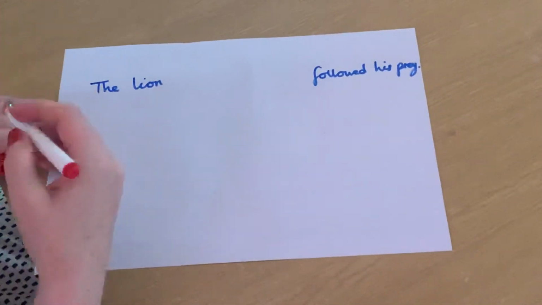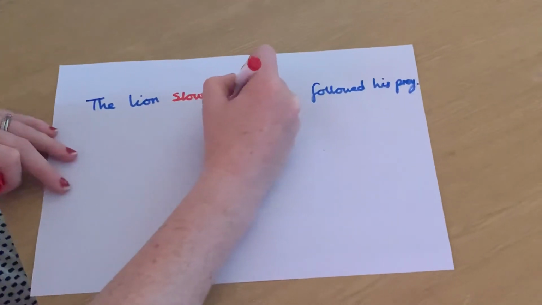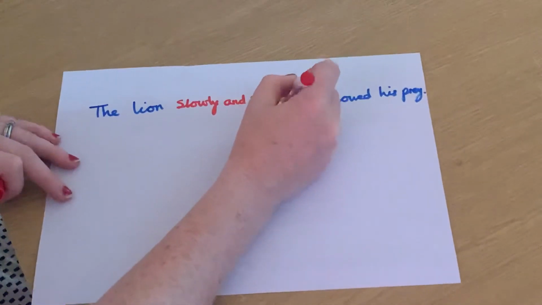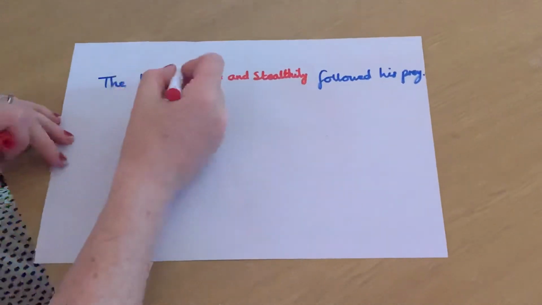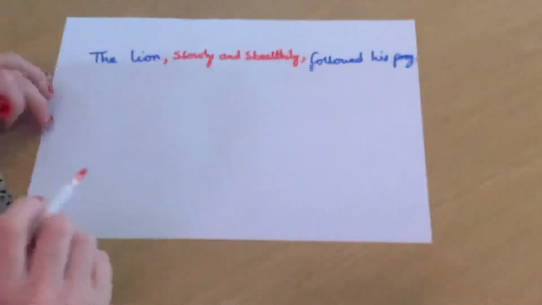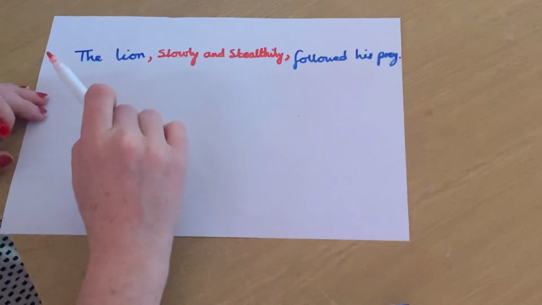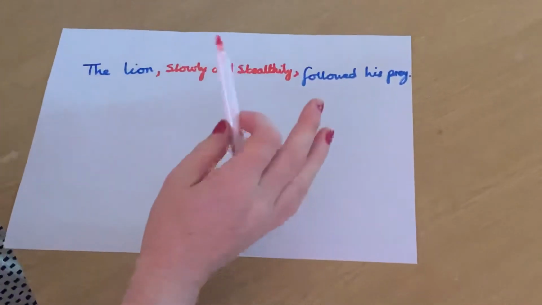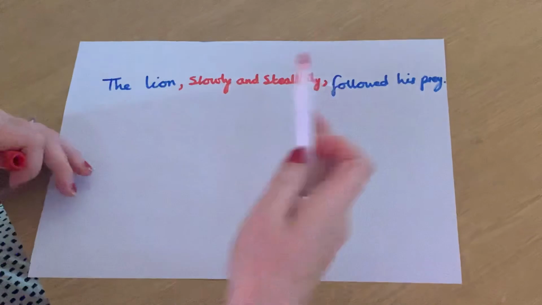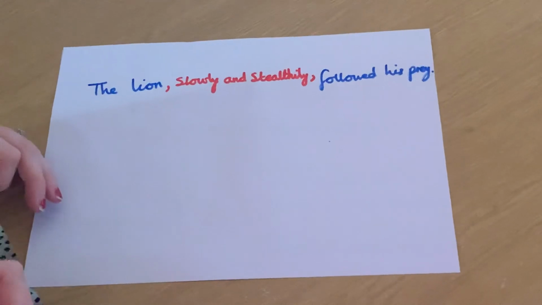The lion followed his prey. In the middle, I'm going to put slowly and stealthily. Now I'm going to put my comma before my embedded clause and after my embedded clause. So it reads like this: The lion, slowly and stealthily, followed his prey. You can see, like the previous examples, the commas act like a pause. They help to break up a wordy sentence. The lion, slowly and stealthily, followed his prey.